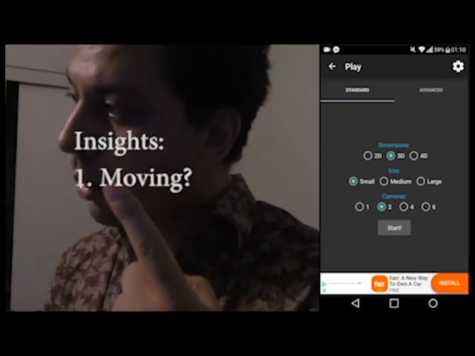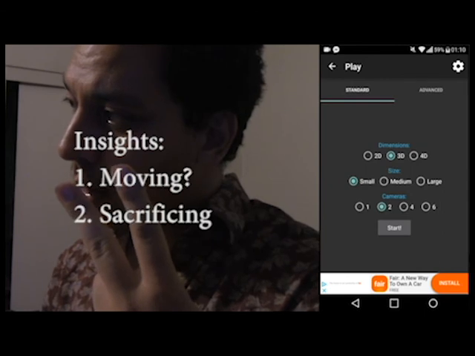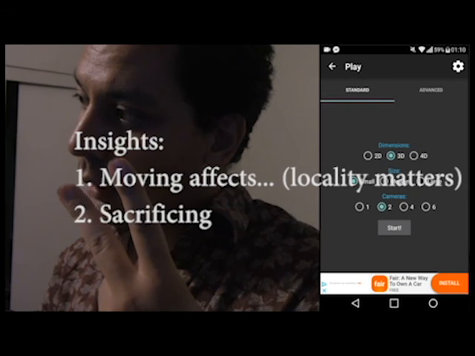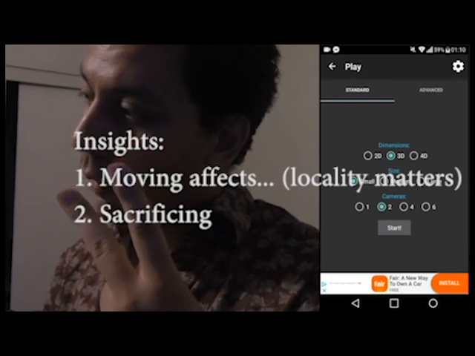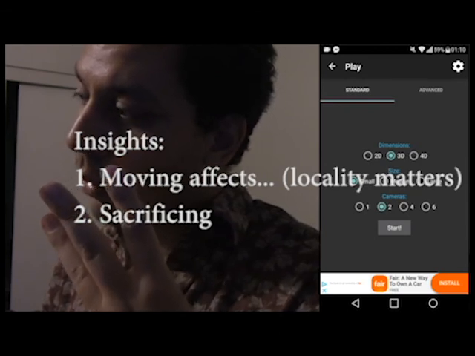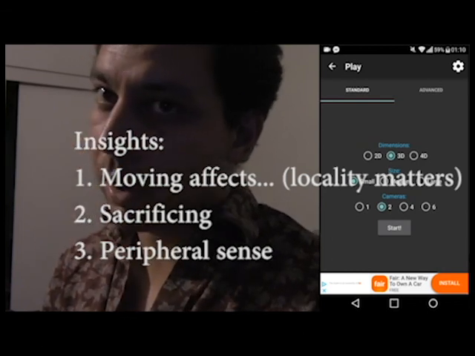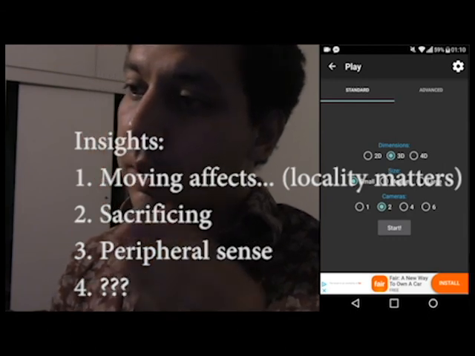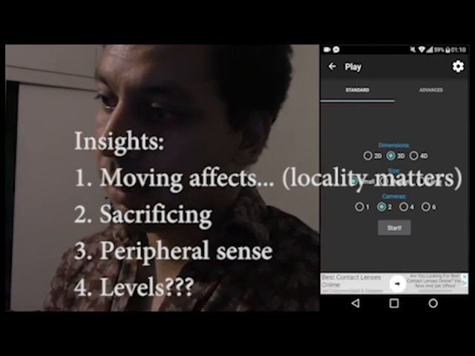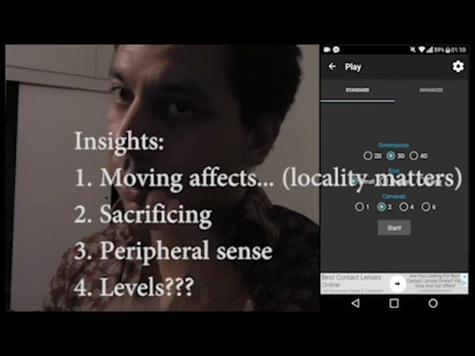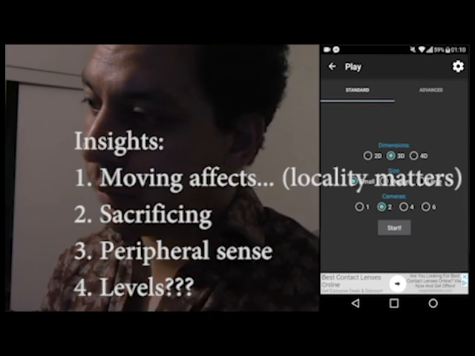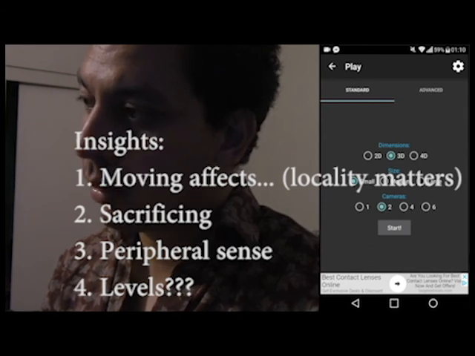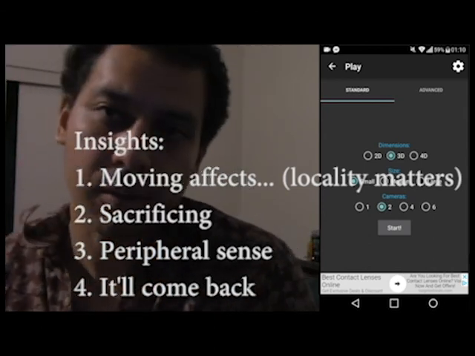And then what else? So moving in the 3D affects the 4D. Sacrificing one dimension, the direction you're looking at, for the fourth dimension. Peripheral vision. I think there's another principle that we learned. I also had to keep track of how many levels I was moving into the fourth dimension, then move back. Yeah. Some crazy stuff. I'm gonna stop the video.